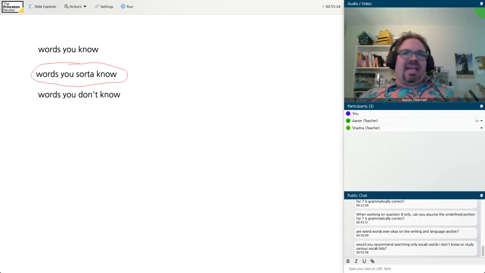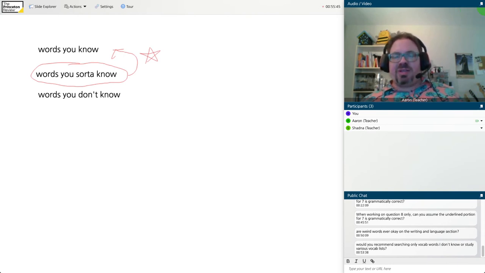The biggest, easiest gains that are actually helpful on a test like the SAT or the ACT are working words you sort of know, moving them in the right direction, and making them into words you know. This is the thing that's going to be most beneficial for building your vocabulary for the purpose of a standardized test. Should you work on words you don't know? Absolutely. And it's totally fine if a word you don't know only becomes a word you sort of know.